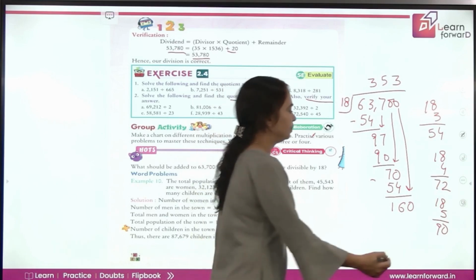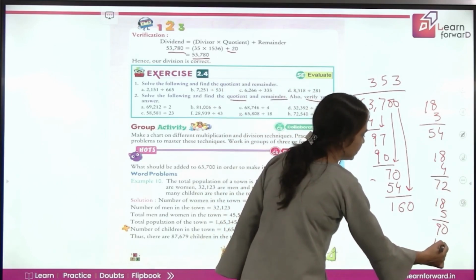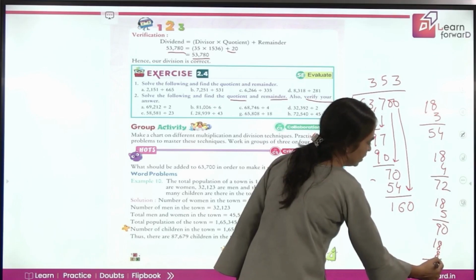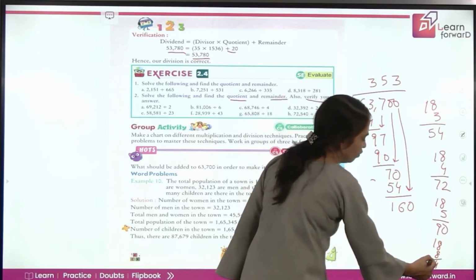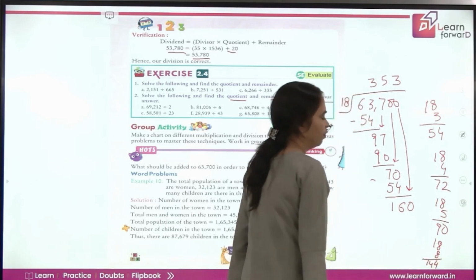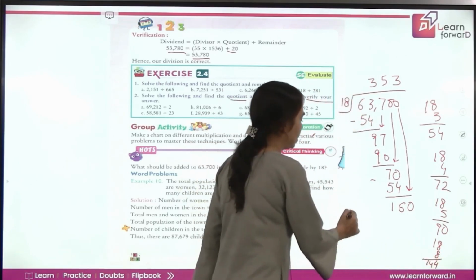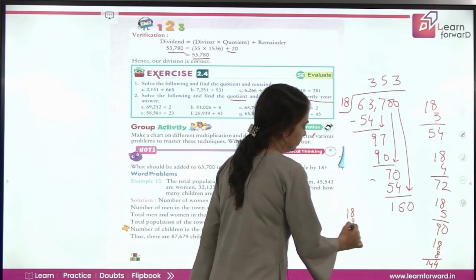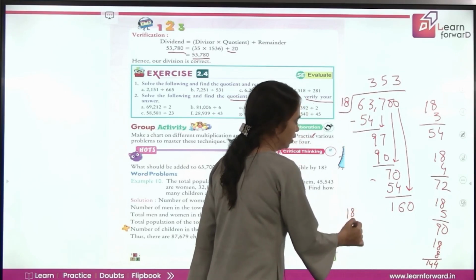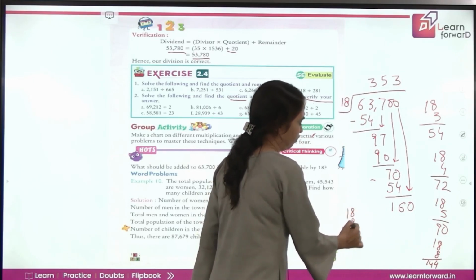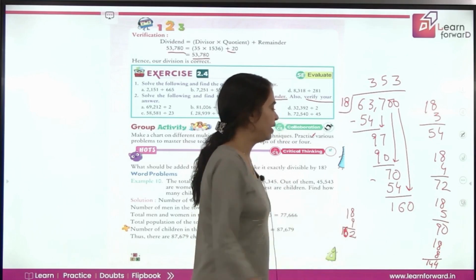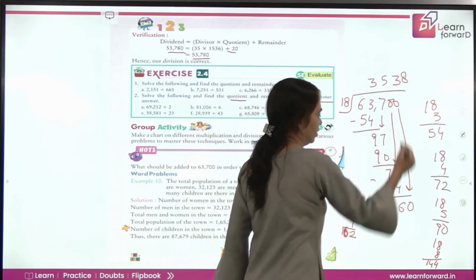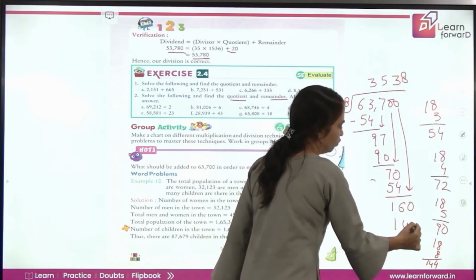Quickly tell me. Will 18 eights help? Let's see. 8 eights are 64. 8 ones are 8 plus 6, 14. 144. And what about 18 nines? 162. So this is more. We'll stop at 18 eights are 144. How much is left?